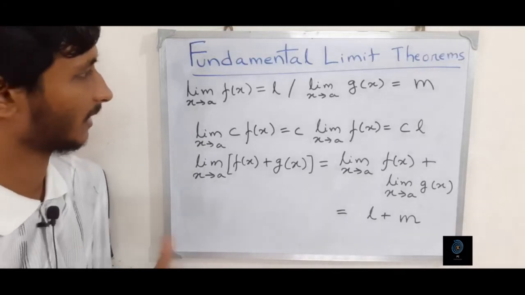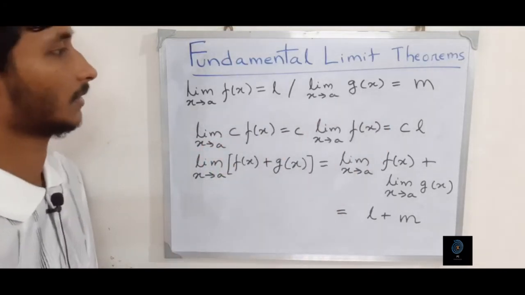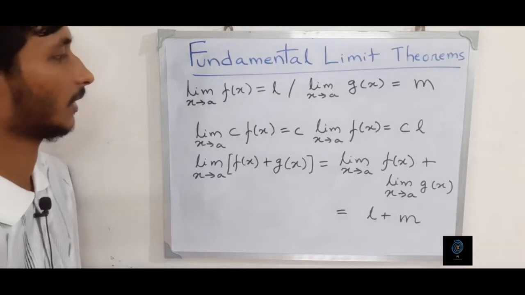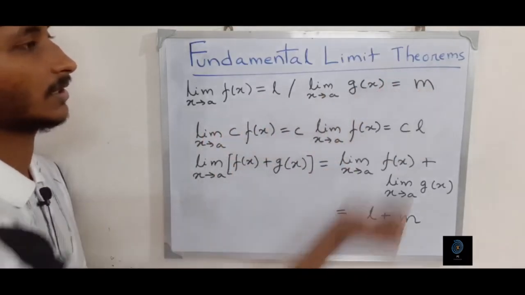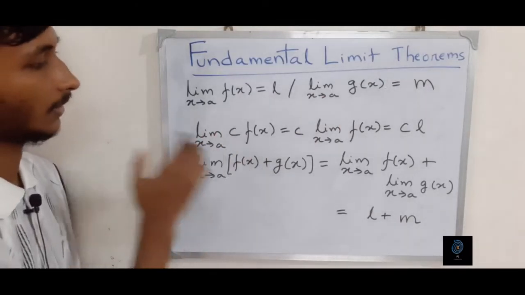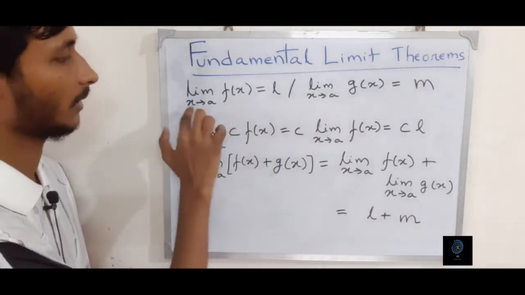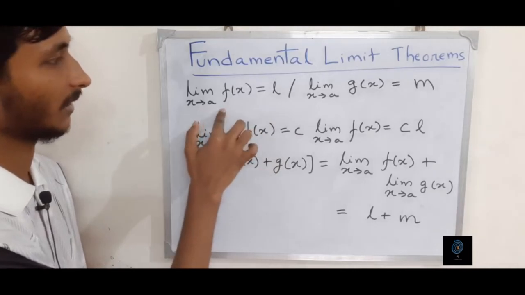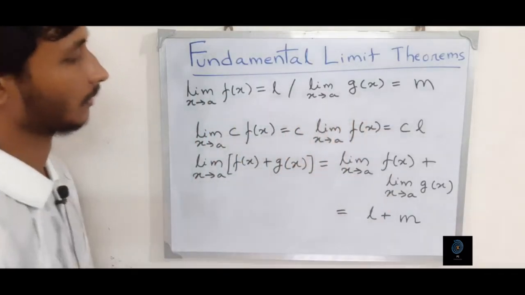So I introduce x, which is a real valued variable. f(x) and g(x) are functions of x, obviously real valued functions. a is a real constant, L is a real constant, M is a real constant, c is also a real constant. So if we have limit x tends to a, I will not pronounce this many times, I will just say limit f(x) equal to L and limit g(x) equal to M.